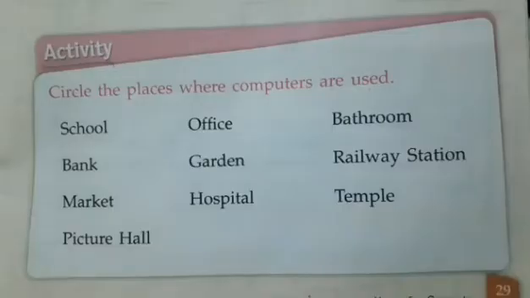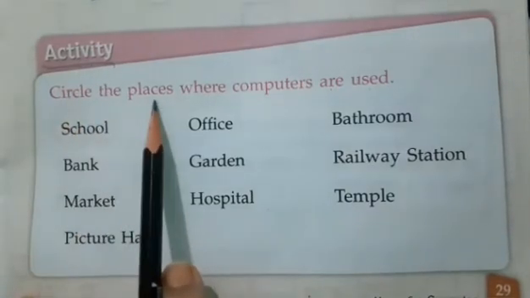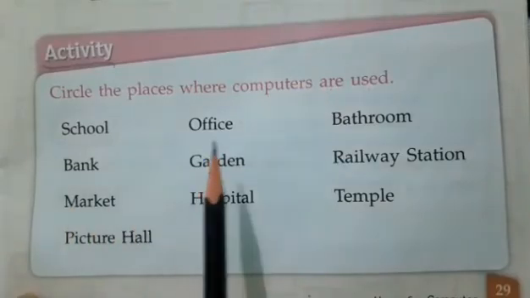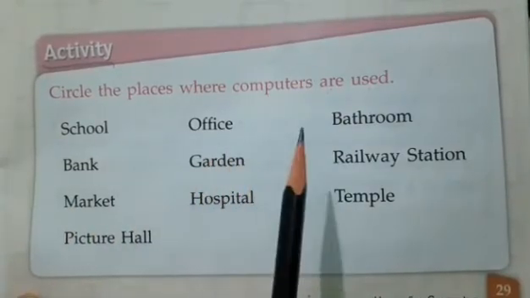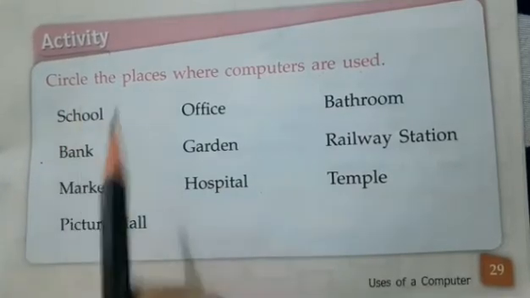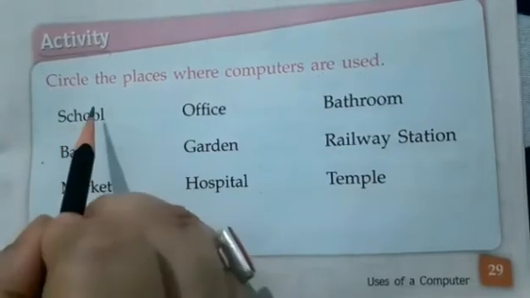Okay children. So let's move on to the activity part. Circle the places where computers are used. Now here we have to circle the places where computers can be used. What is written here? School. Now children, school is a place where computers are used. So put a circle here.